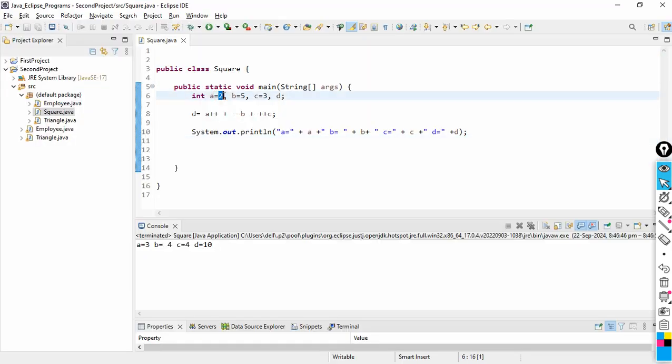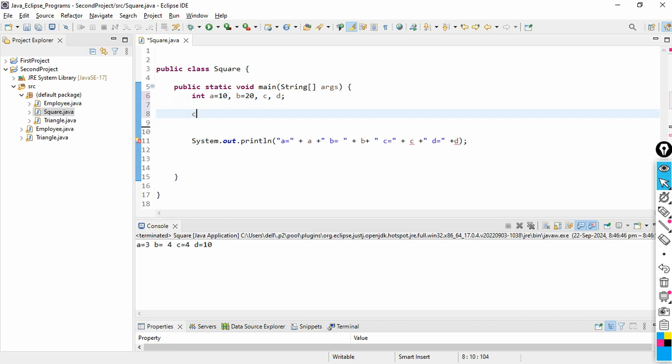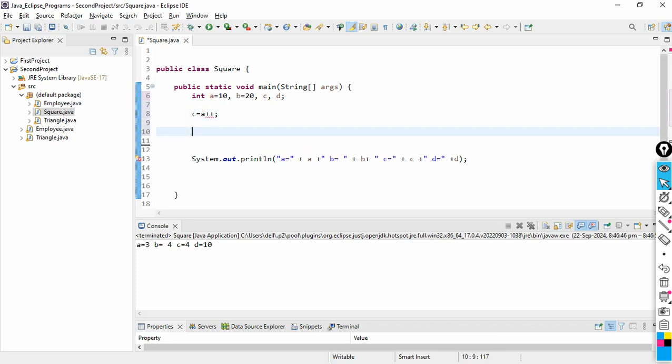Let me say A is 10, B is 20, and let us assume that C and D are nothing. Now what I am going to write here is C is equal to A plus plus. Then D is equal to plus plus B. So I am now showing what is the difference between postfix and prefix.